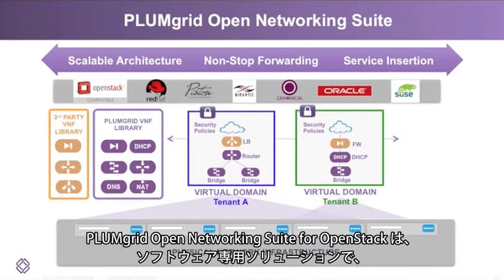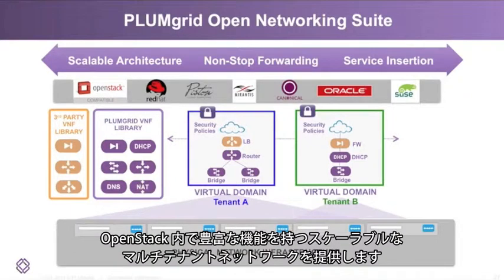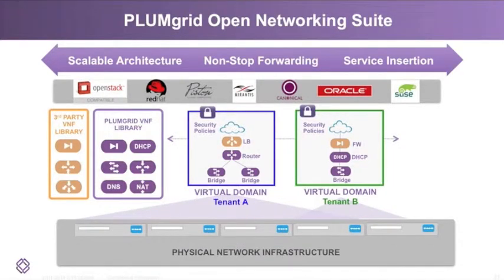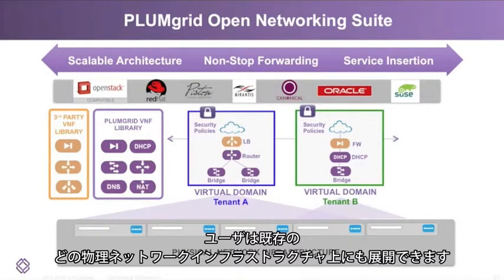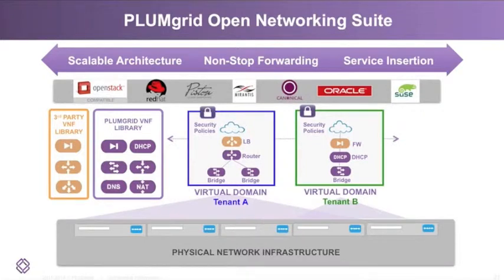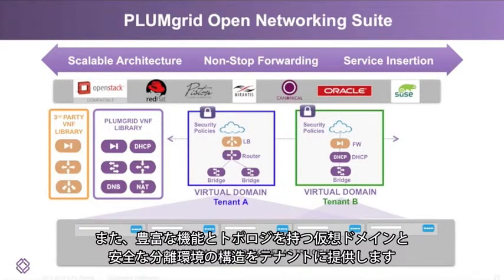PLUMgrid Open Networking Suite for OpenStack. It's a software-only solution that provides scalable and feature-rich multi-tenant networks within OpenStack. It's built on top of overlay technologies, hence enabling users to deploy it on top of any existing physical network infrastructure, and provides tenants the constructs of virtual domains, isolated, secured environments with rich features and topologies.